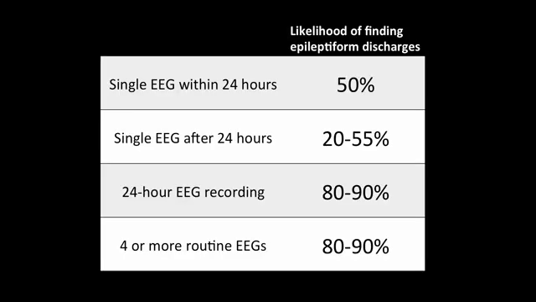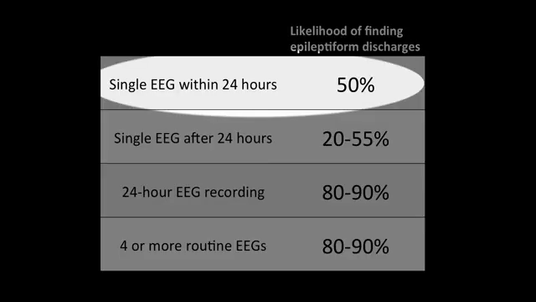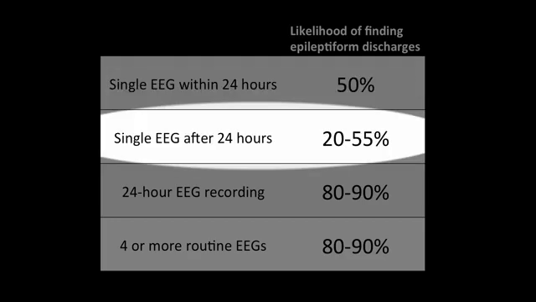It is useful to think about the diagnostic yield of EEG. In studies of patients with epilepsy, the likelihood of finding an epileptiform discharge, either focal or generalized, in a single EEG within 24 hours of a first seizure is about 50%. If the EEG is done more than 24 hours after the first seizure, the likelihood might drop somewhat. This means that half or even more than half of patients with epilepsy might have a normal routine EEG.